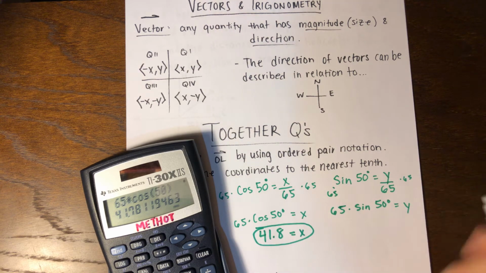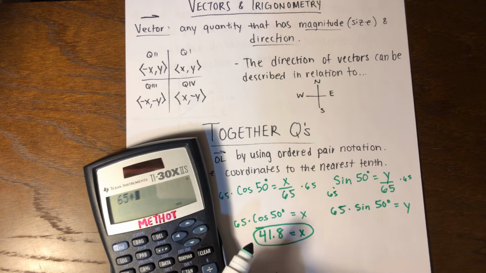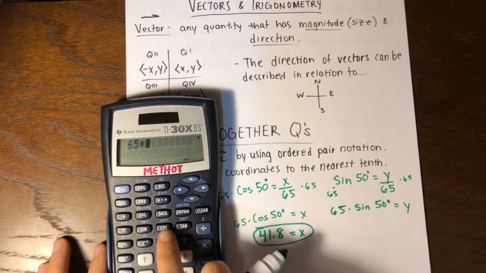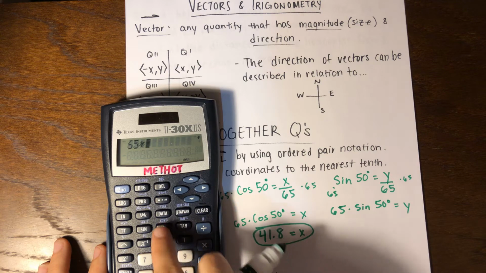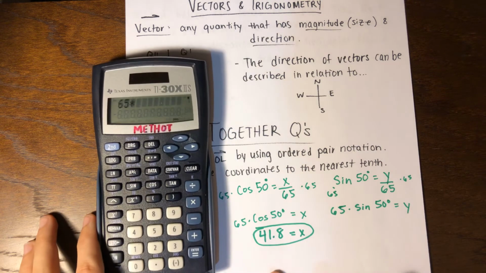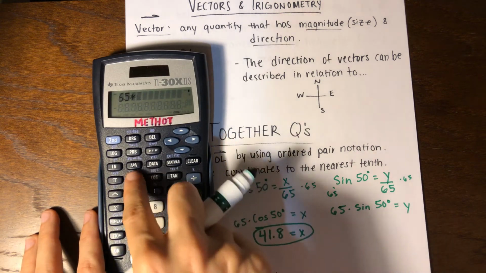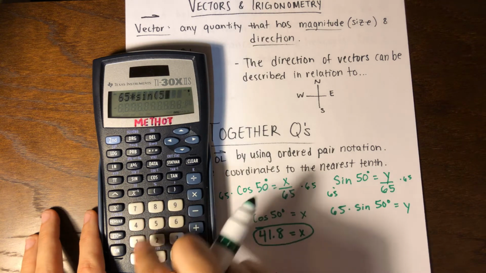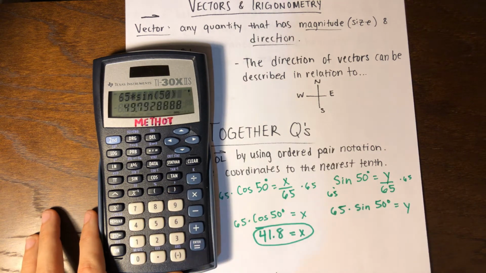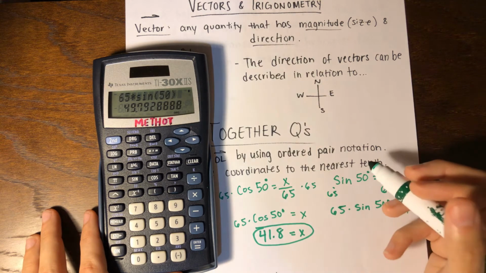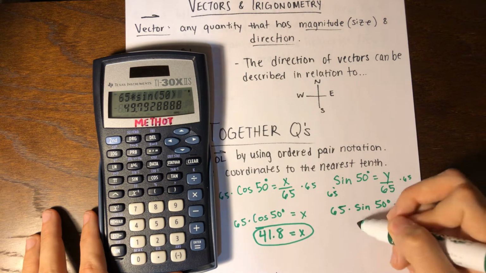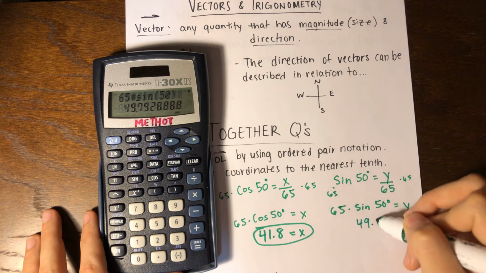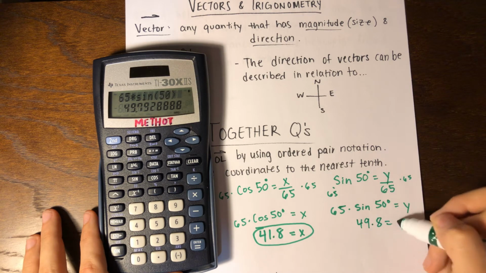And then y, I do 65 times sine. Oops. So before I hit 65 times cosine of 50 degrees, now I'm going to do times sine of 50 degrees. So I get 49.79. So I'm going to round this to 49.8, which is equal to y.